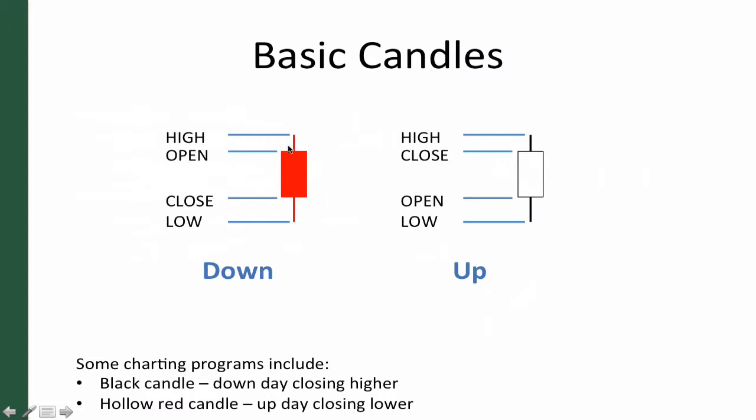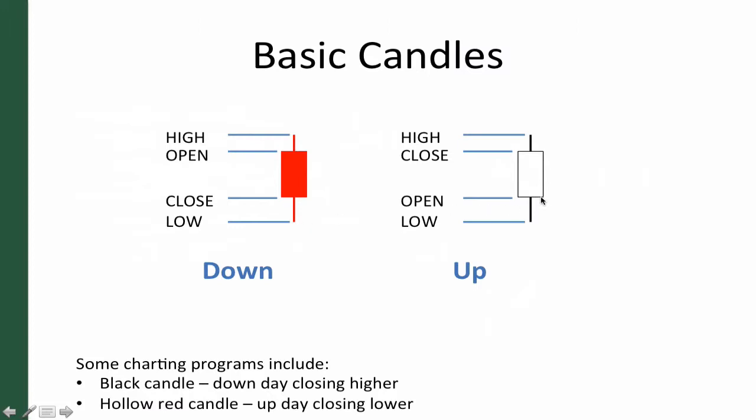In addition, the high for the day could be up here and the low for the day could be down here. And so the wick for this candle, this stick that's sticking up and down, represents the high and the overall low for the day.